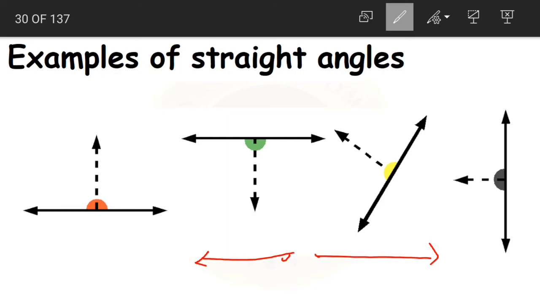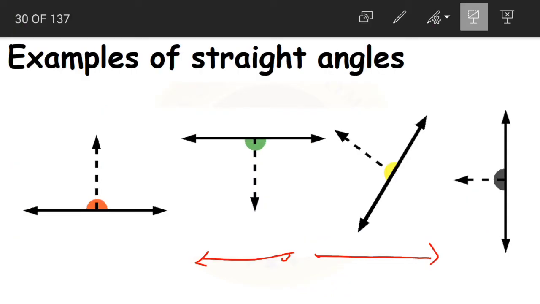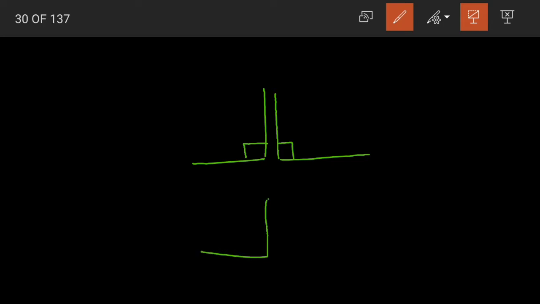And what is one way of getting a straight angle? When two right angles are placed next to each other, we get a straight angle. See, this is one right angle. Let me draw neatly. Okay, this is one right angle and this is another right angle. So what am I going to do? I am going to place both these next to each other. Again, see, on the same line I am starting my another right angle as well.